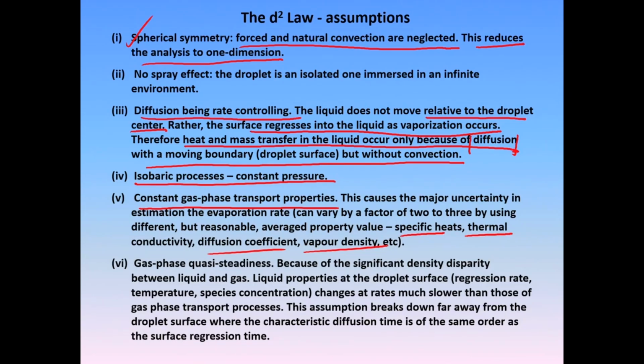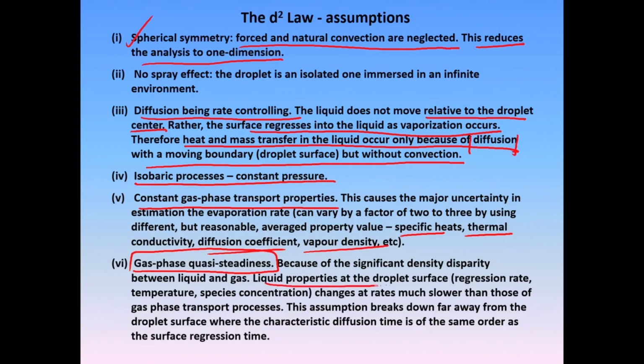Now, the sixth assumption is the most important one. It says gas phase quasi steadiness. What is quasi steady? Steady means there is no temporal derivative. If you take a temporal derivative, it will come out to be 0. Quasi steadiness actually means it is steady with respect to certain time scales. Because there is a significant disparity between the liquid and the gas, usually that is the case, it is of the order of 1000.